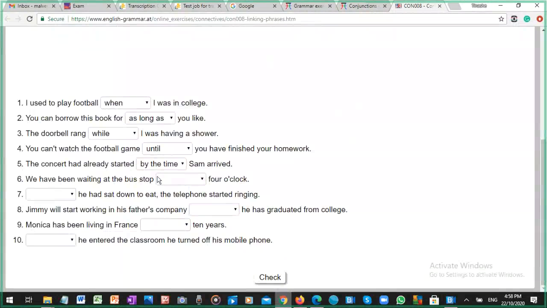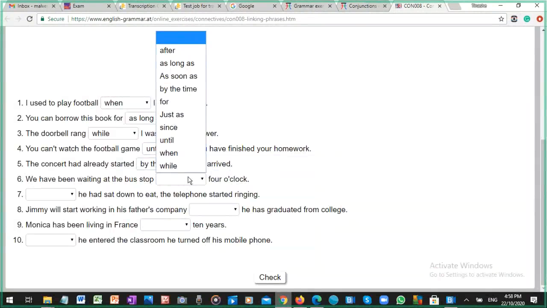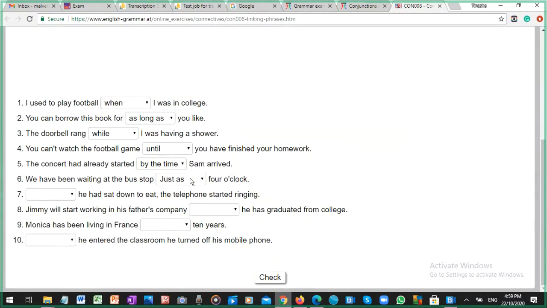Okay. All right. And the next one, we have been waiting at the bus stop, dash, 4 o'clock. Okay. What's the correct one here? Just as 4 o'clock? Just as? Well, the correct one is since. Does that make sense?